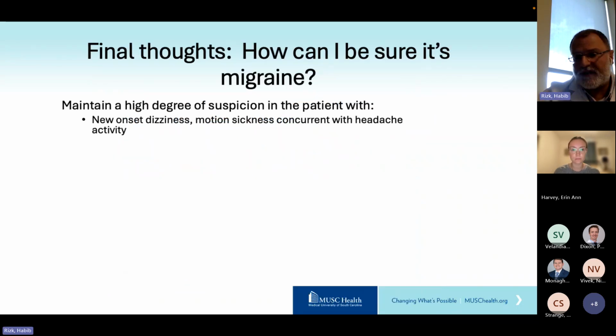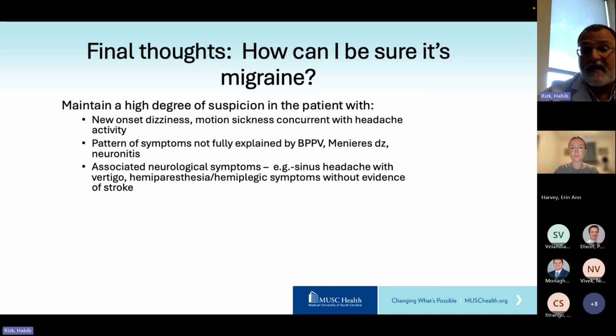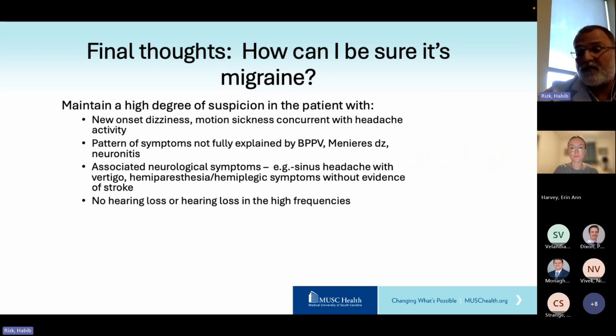So how can I be sure it's migraine? Maintain a high degree of suspicion in patients with new onset dizziness, motion sickness concurrent with headache activity. Pattern of symptoms not fully explained by your initial diagnostic consideration, BPPV, Meniere's disease, or neuronitis. And also think that it could be migraine itself. It could be multiple comorbidities at the same time. Associated neurological symptoms, sinus headache with vertigo, hemiparesthesia, hemiplegic symptoms without evidence of a stroke. No hearing loss or hearing loss in the high frequencies.